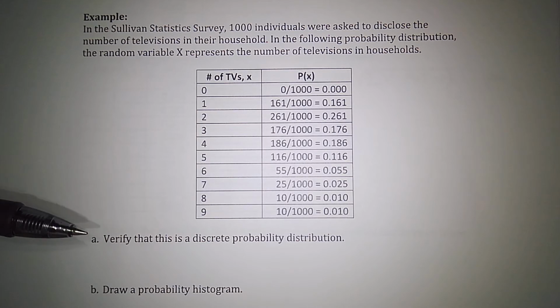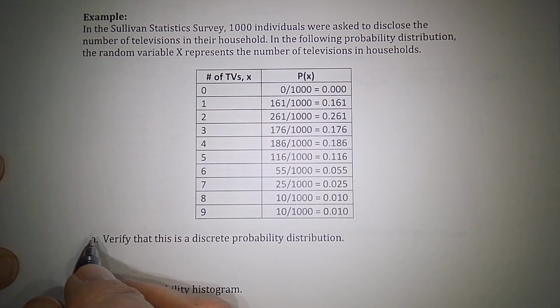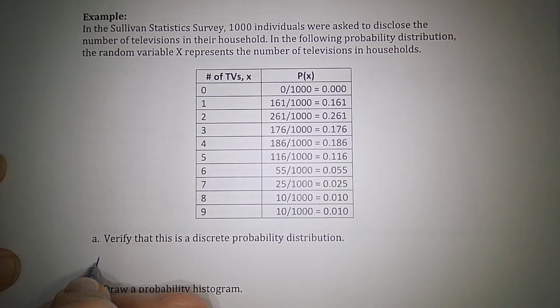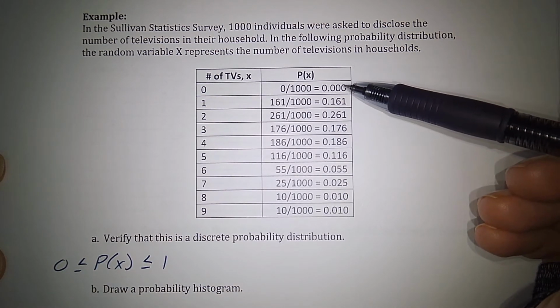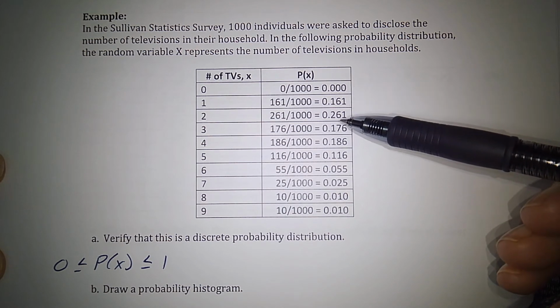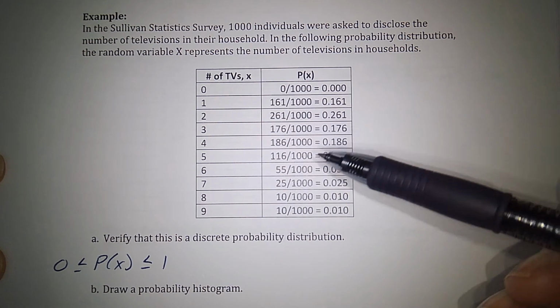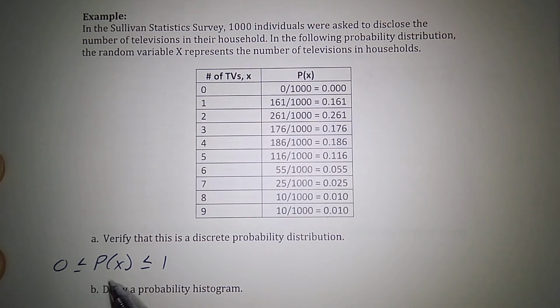The first question it asks us is to verify that this is a discrete probability distribution. In order to be a discrete probability distribution, we have to follow 2 rules. The first rule says that all individual probabilities have to be a number between 0 and 1, and that is indeed true. The smallest probability is 0 and the largest is only 0.26. So all the probabilities certainly do fit that characteristic.